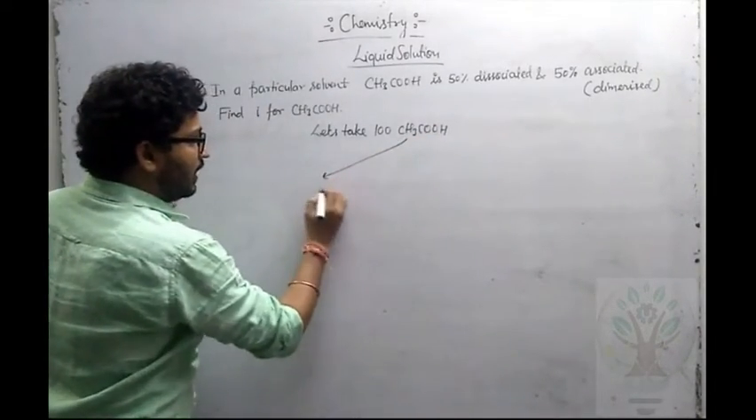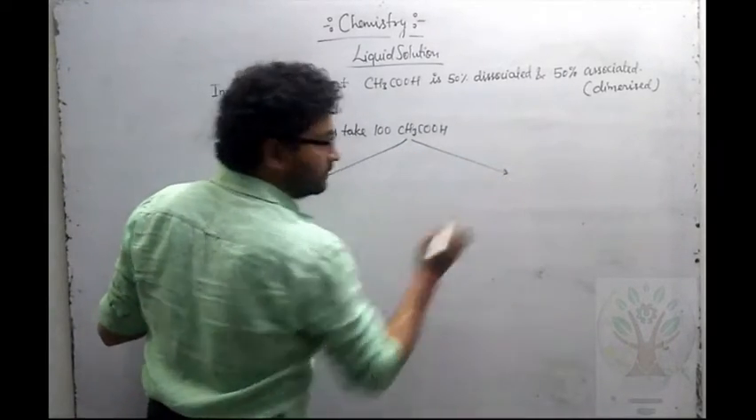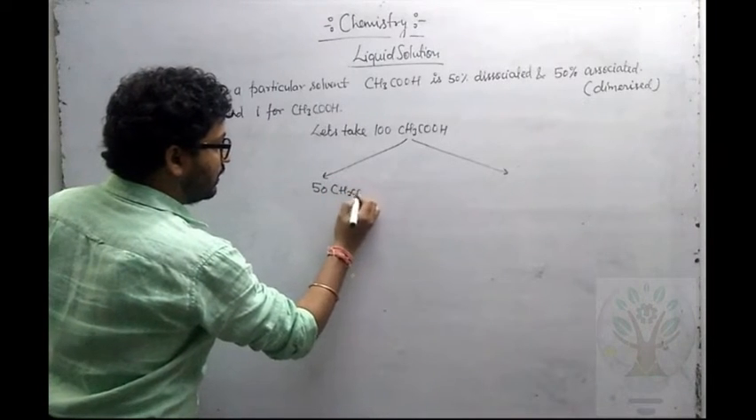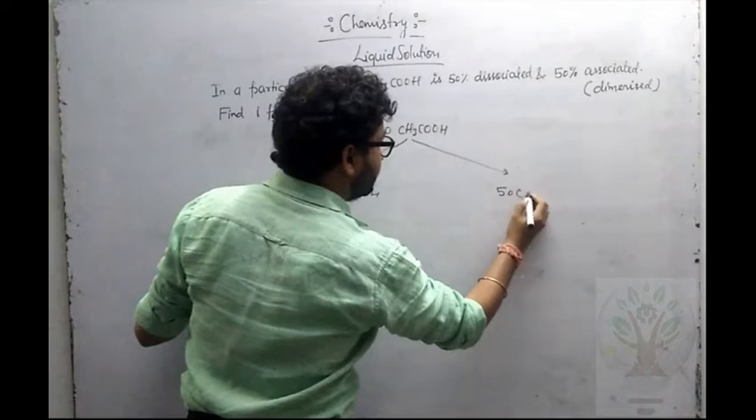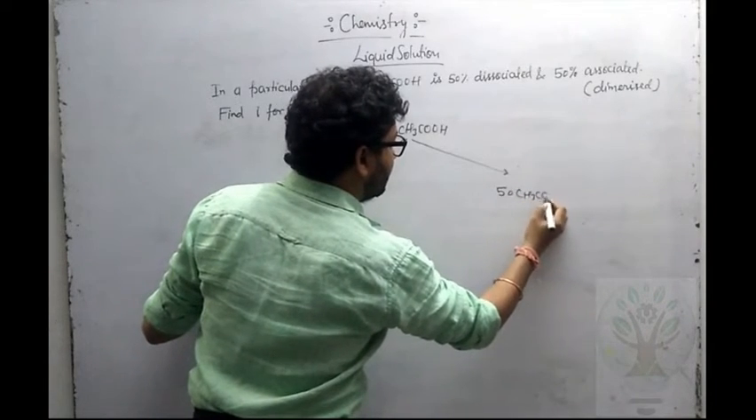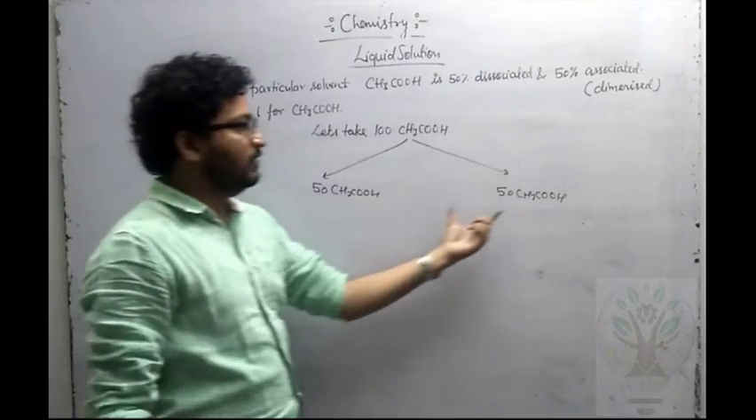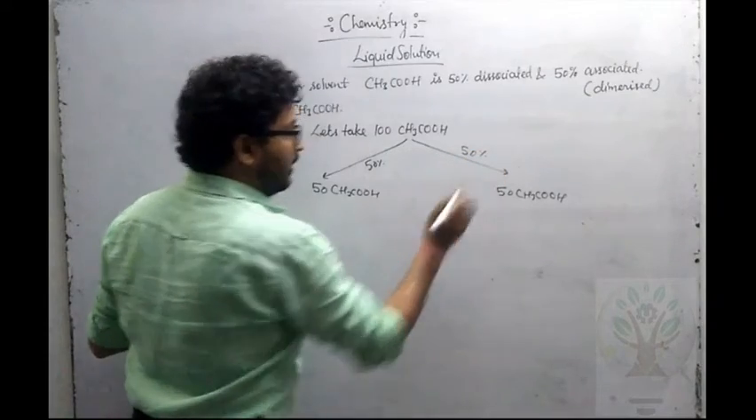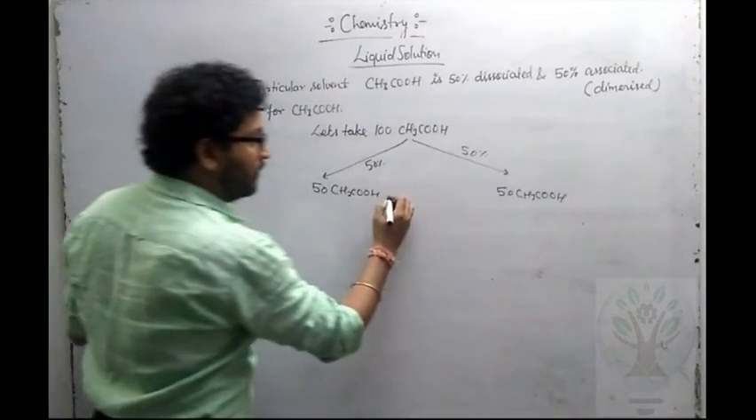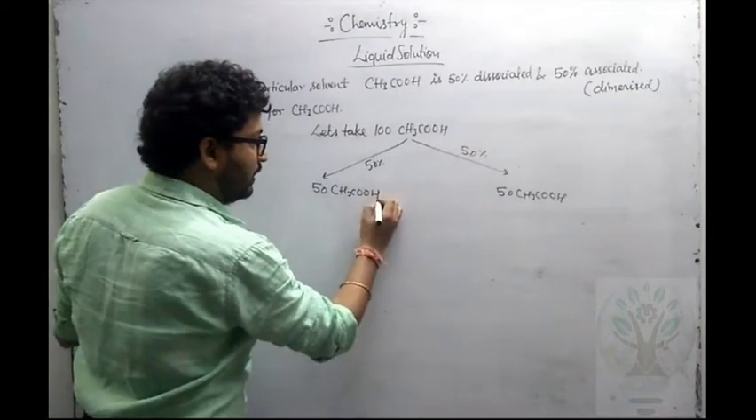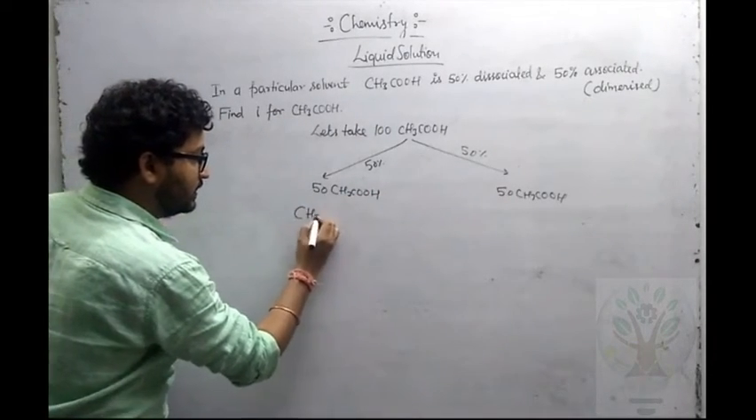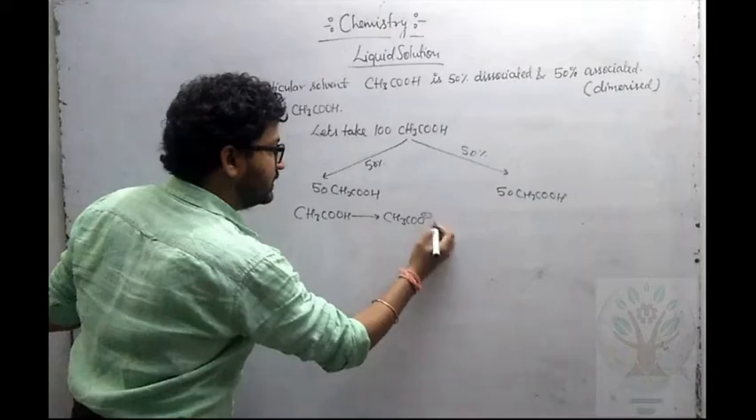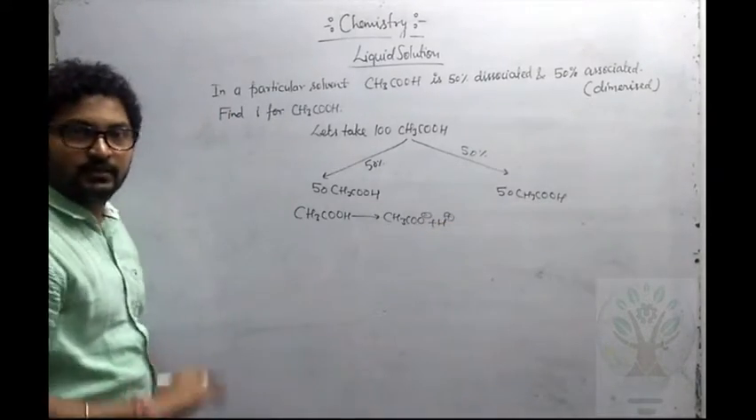Now here, out of 100, I will divide it into 2 parts, that means 50 CH3COOH and 50 CH3COOH. 50 CH3COOH here and 50 CH3COOH here. Why? Because 50% here and 50% here. One of the sides will go for dissociation. You know how CH3COOH is dissociated? CH3COOH is dissociated like this: CH3COO minus plus H plus. Do you know this? Good.